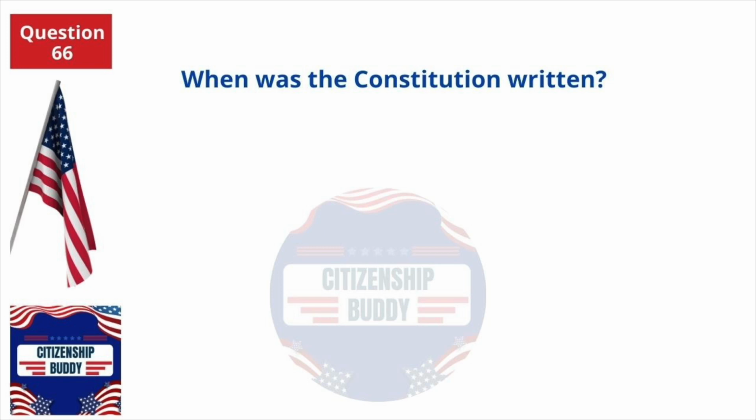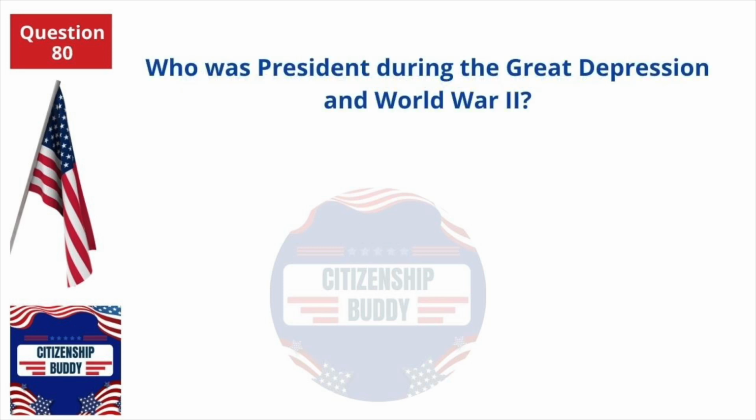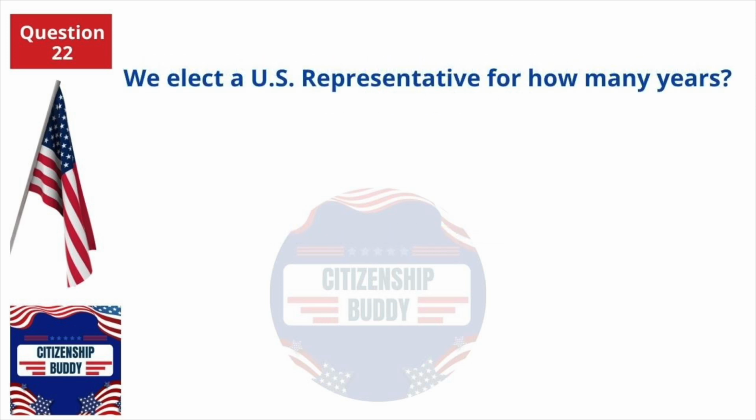When was the Constitution written? 1787. Who was president during the Great Depression and World War II? Franklin Roosevelt. We elect a U.S. representative for how many years? 2.